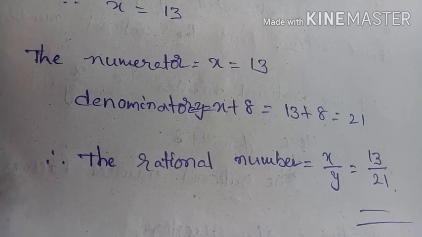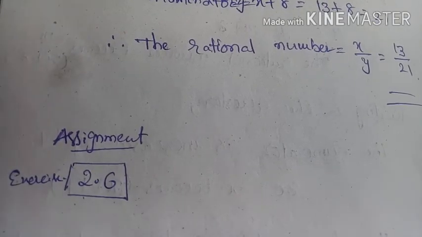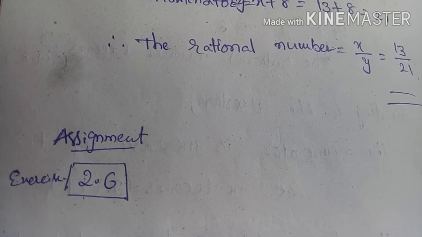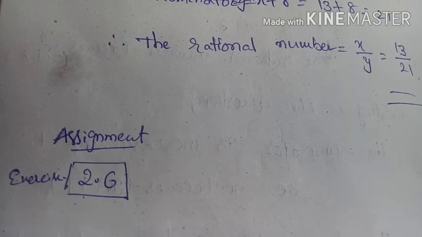Clear? Then the assignment is exercise 2.6. Do the remaining 4 sums. It has 4 sums. Do it. Okay. Same process. There is no confusion. And don't look at the answers. You should follow the process only. Automatically the answer will come. Sometimes they will give wrong answers. Don't mind that one. Okay. Clear? Thank you.